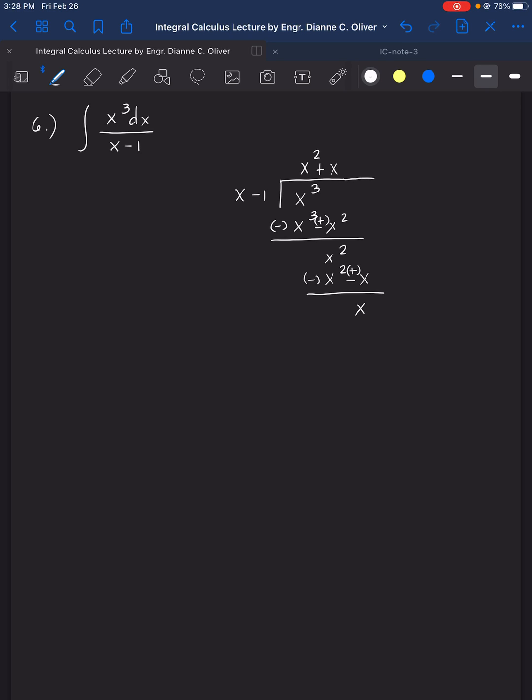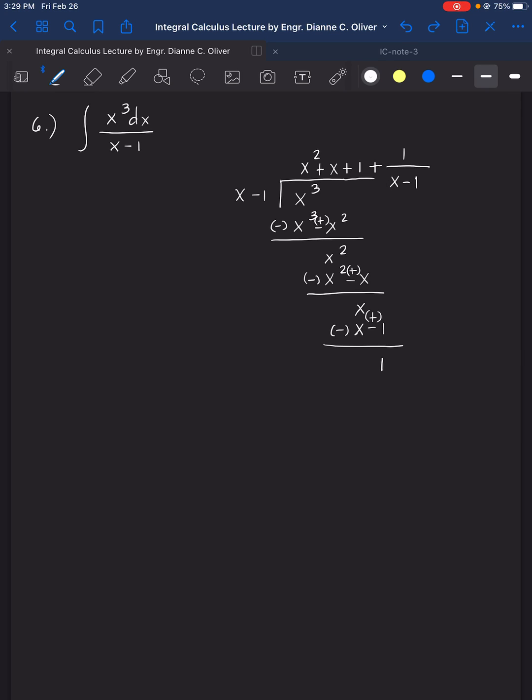So we can still put here positive 1. If we multiply 1 with x minus 1, we get x minus 1. So put here a negative sign, and we have here a positive sign. Bring down 1. So the remainder now is plus 1 all over x minus 1. Take note that we cannot divide this further because the power here is actually x raised to 0, which is less than the power of the denominator, which is 1.